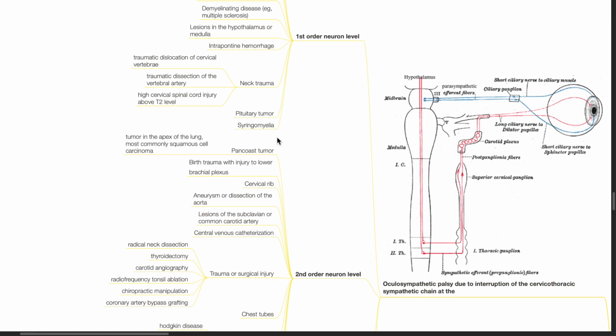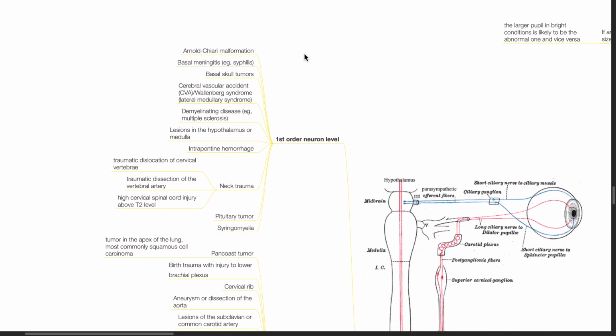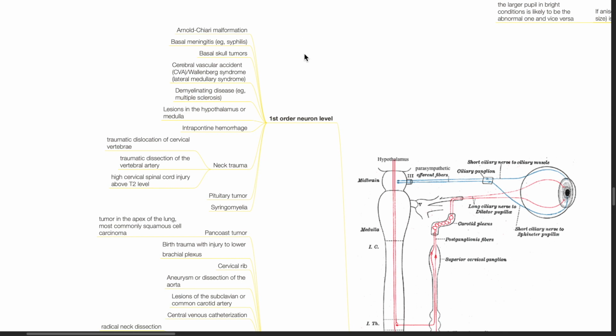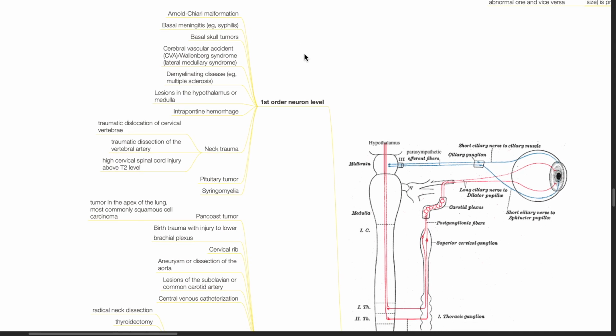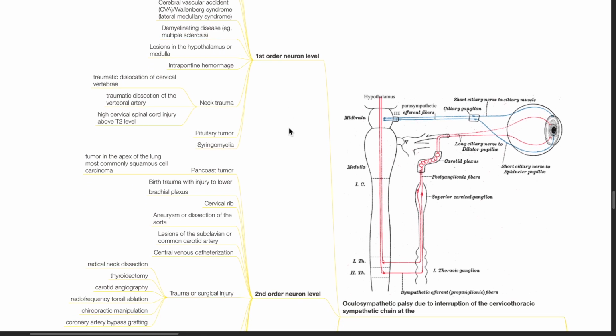Causes of disruption of the first-order neuron level include Arnold-Chiari malformation, basal meningitis such as due to syphilis, basal skull tumors, cerebrovascular accident or Wallenberg syndrome, lateral medullary syndrome, demyelinating disease such as in multiple sclerosis, lesions in the hypothalamus or medulla, intrapontine hemorrhage, neck trauma such as traumatic dislocation of cervical vertebrae, traumatic dissection of vertebral artery, high cervical spinal cord injury above T2 level, pituitary tumor, syringomyelia.